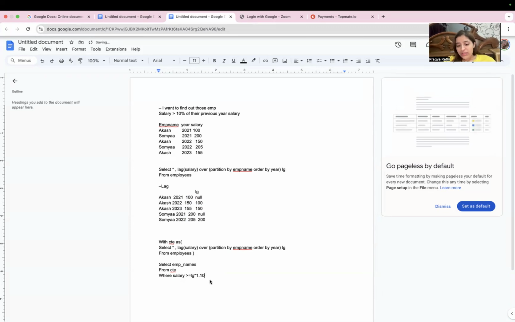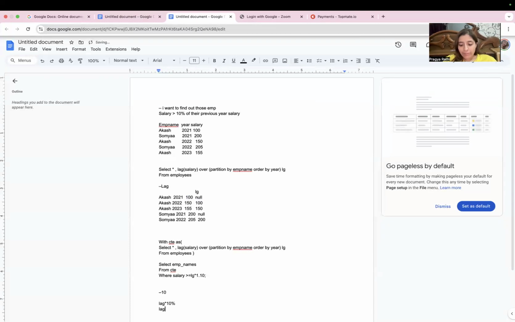Why I did 1.10, let me explain that. As they said, you want to have those employees whose salary is greater than 10% from their last year. To get that last year, the lag is the last year one. So we have that. But why did we do 1.10, not only 10? If I did lag into 10, that means you are multiplying your lag salary by 10. Will that be possible? 1000 and 1500 will always be greater, right? So that will make no sense. By mistake, you must be thinking it's 10%.